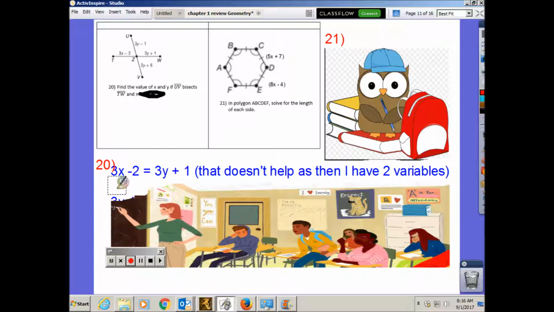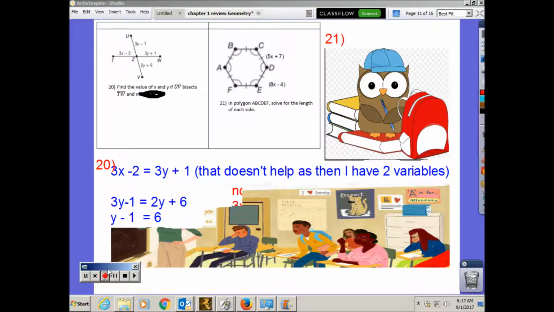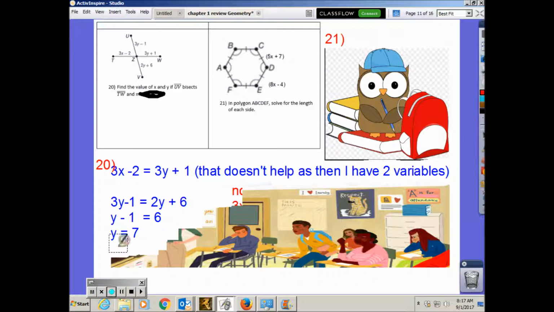And I look and I say, well then, if these are all bisected, then UZ is congruent to ZV. So I can set them equal to each other. So 3y minus 1 equals 2y plus 6. I can then solve, subtracting 2y from both sides. 3y minus 2y is just y. Bring down the negative 1 equals 6. I can add 1 to both sides, and y equals 7.